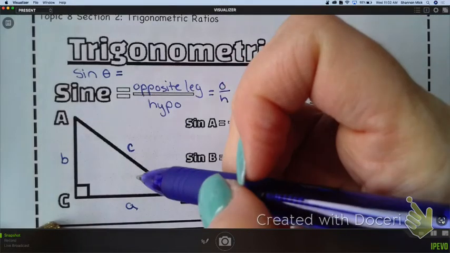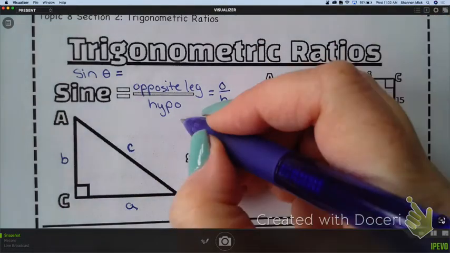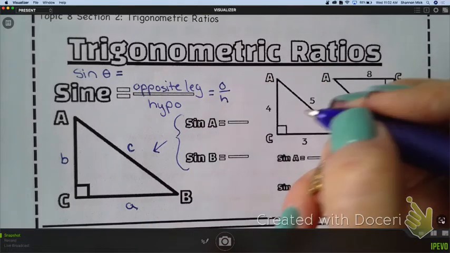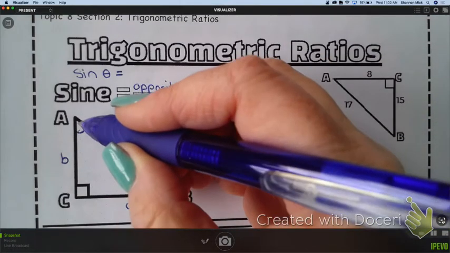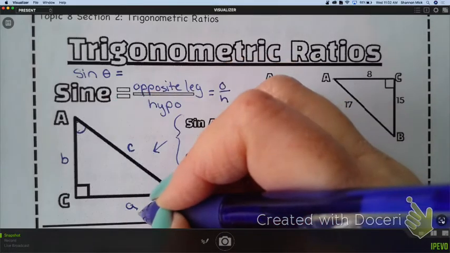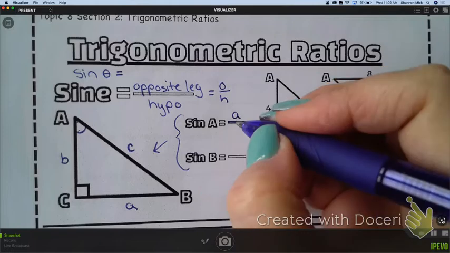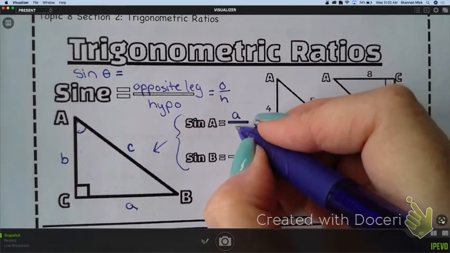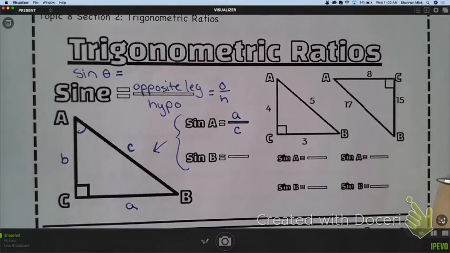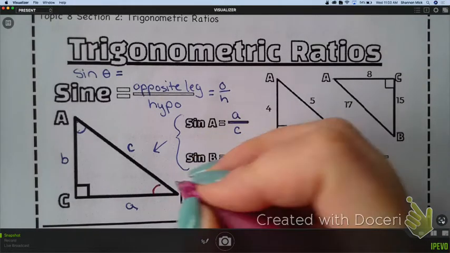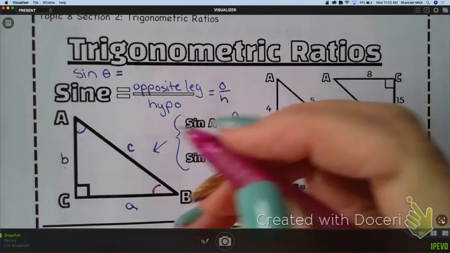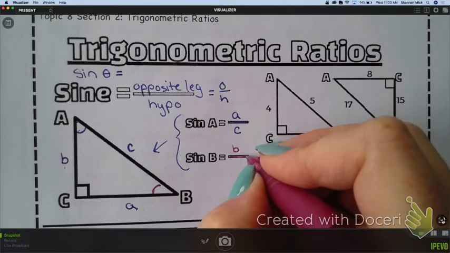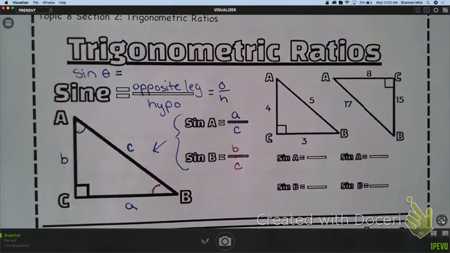So using this triangle, we're going to answer the questions over here. Sine of A, so here's A. The leg opposite angle A is leg A, and the hypotenuse is C. Now we're going to do B. B is down here, so the leg opposite angle B is leg B, and the hypotenuse is C. That's basically how it goes.